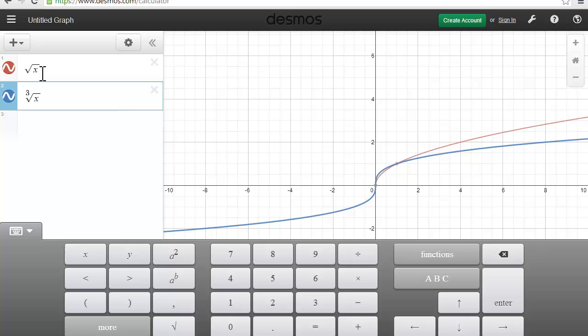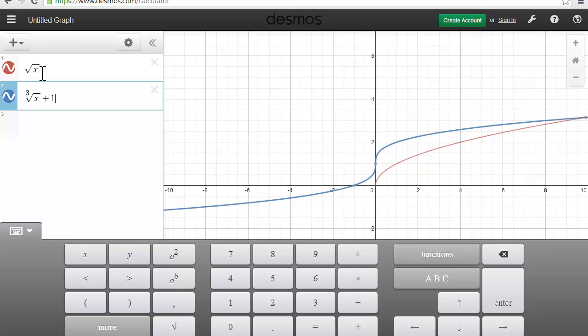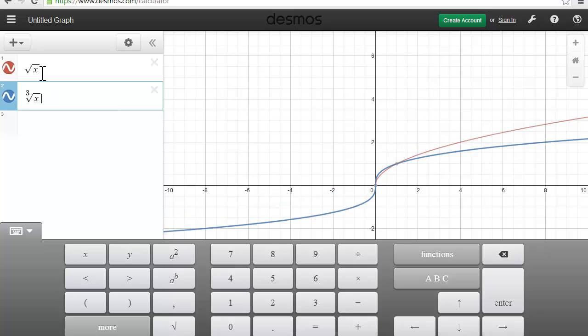Now what happens if we take this and add 1 to it? Didn't it shift to the left? Isn't that weird? Why is that? What if you add 1 like this? Oh, it went up by 1. So play around with that. What if I type in -2? What do you think it will do? Oh, it went down by 2.